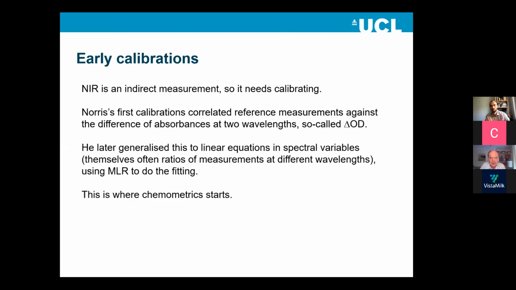Interestingly, his equations aren't as simple as they seem. So he would use linear equations with often only one or two terms, but each one of those terms would typically be a ratio of measurements at different wavelengths. So he'd have a simple reference equals A plus B times spectral data, but the spectral data would be a ratio of derivative measurements, typically at two different wavelengths.